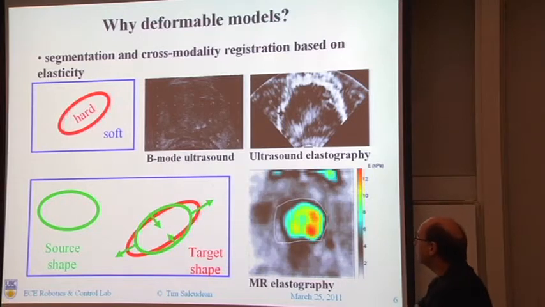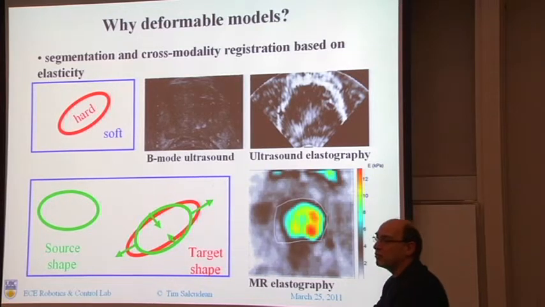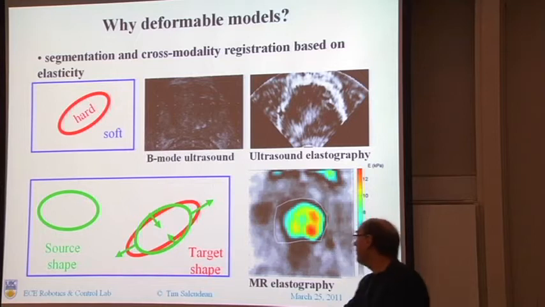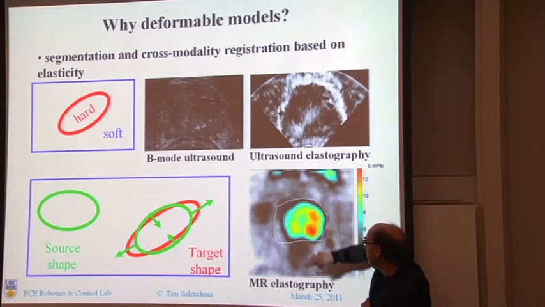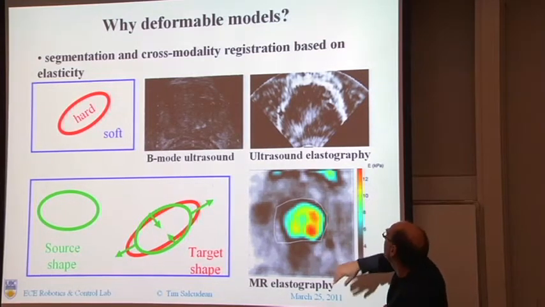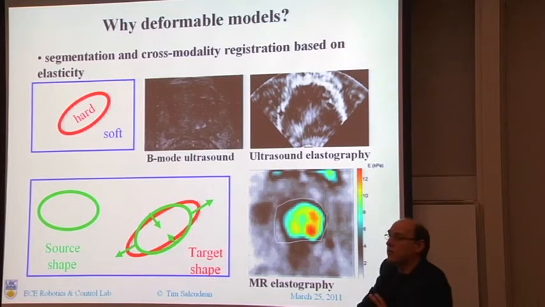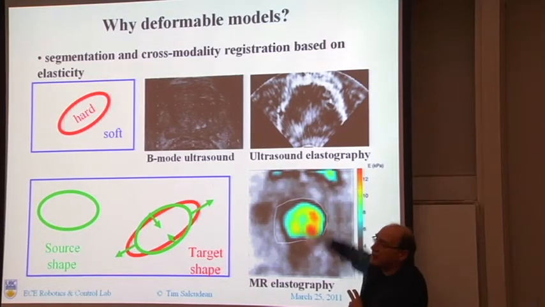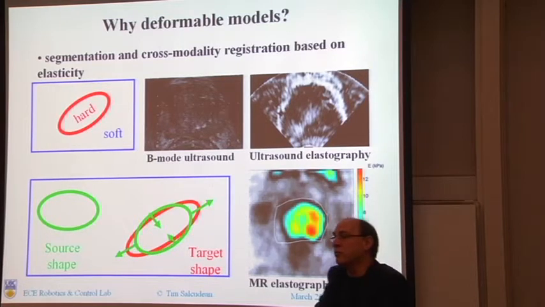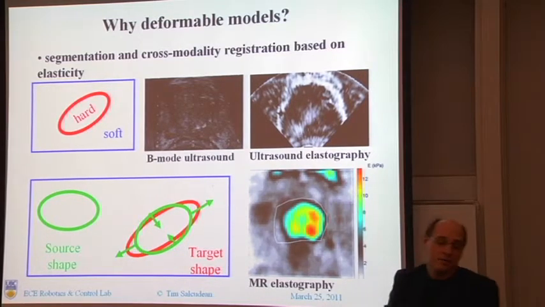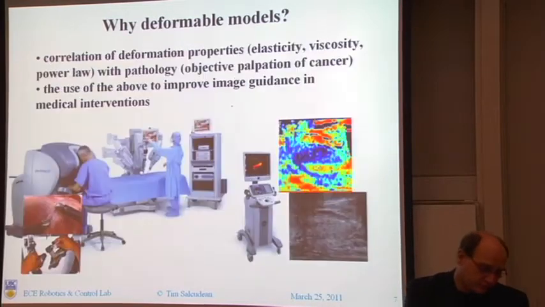Mechanical properties of tissues are actually constant across modalities. So if we do have an image of the prostate in, say, magnetic resonance elastography and one in ultrasound elastography, these images don't have much in common other than some mutual information, but they do have in common mechanical properties of tissue.